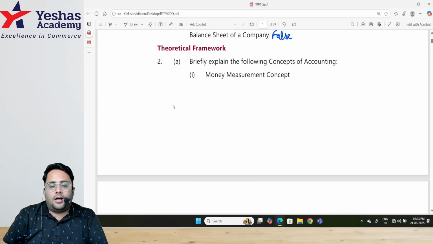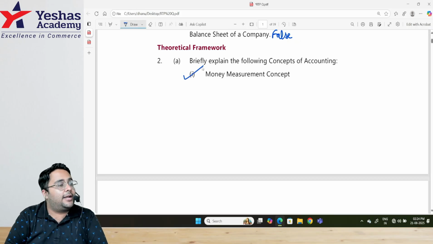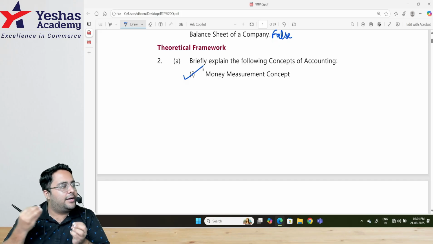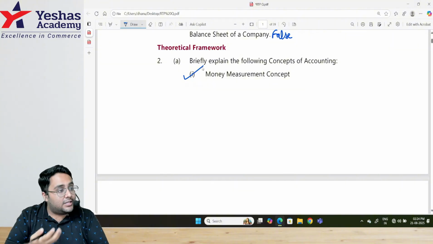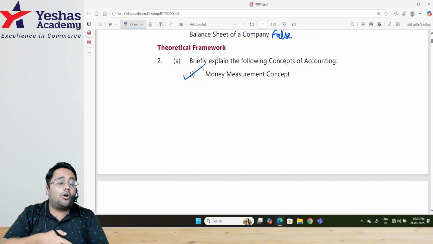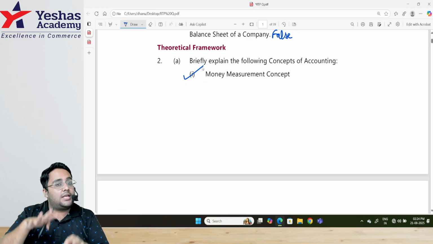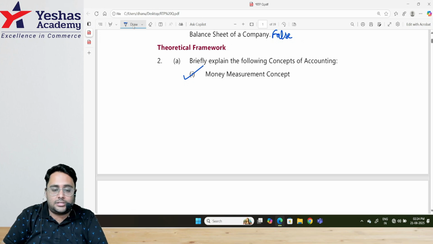Theoretical framework continuing below. Briefly explain the following. Money measurement concept. Only those transactions measurable in terms of money will be recorded. Something that you cannot measure in terms of money will not be recorded. And what is money? It is rupees. If they are having a transaction in foreign currency, it will be converted to home currency and you will record everything in a uniform rate. This is all money measurement concept.